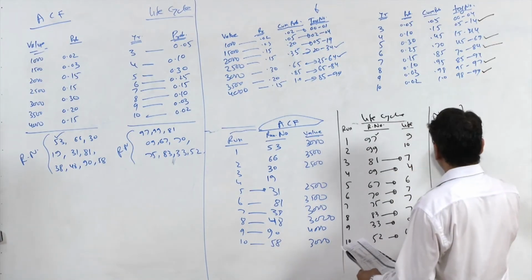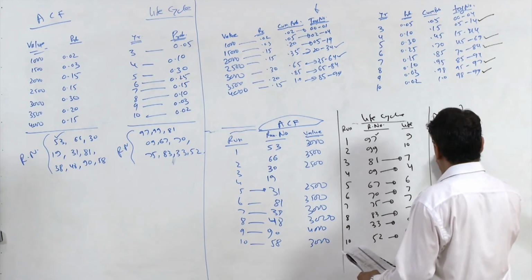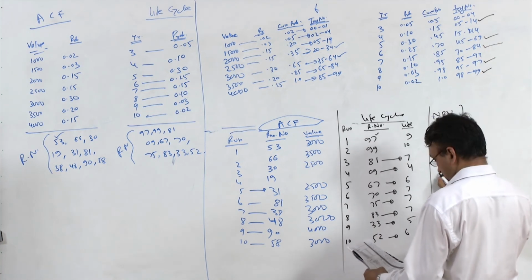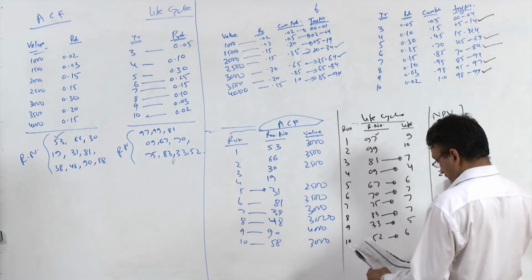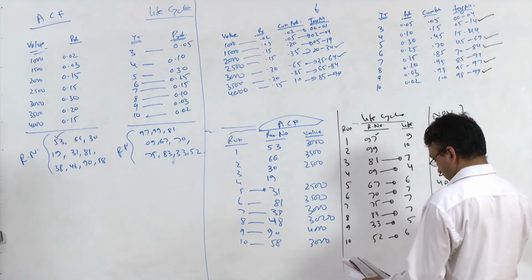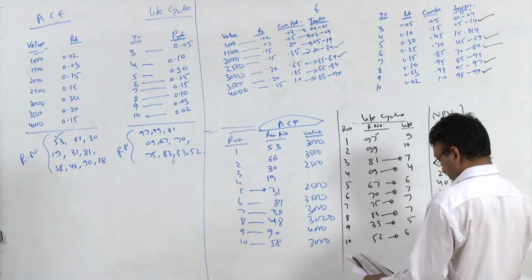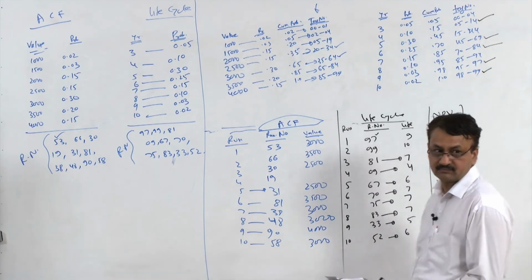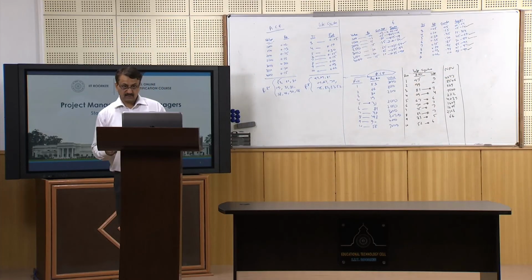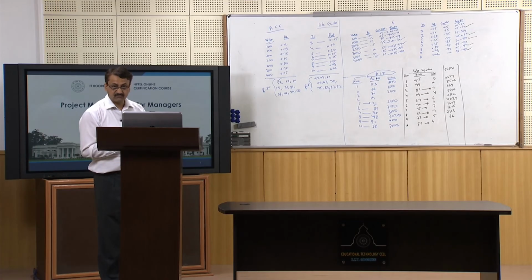4277, 8506, 289, 7660, 2112, 4039, 1605, 2163 and 66. So this is how you can use the simulation method for finding net present value.